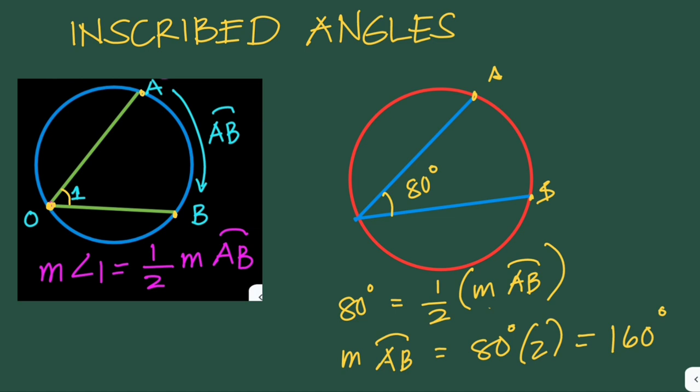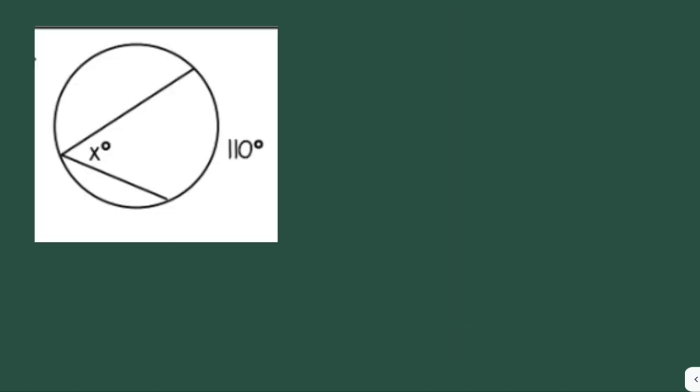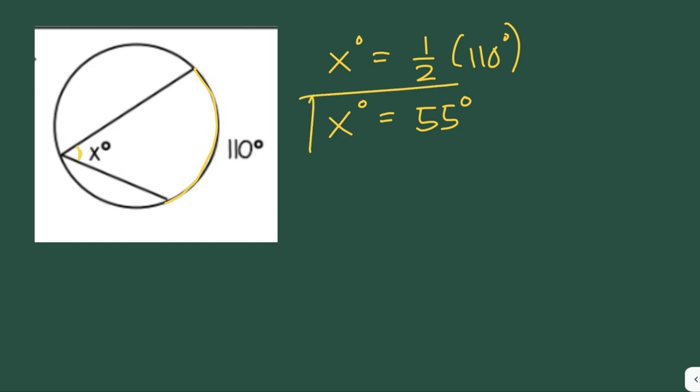Alright, let's solve some more problems on inscribed angles. Let's say we're given this problem. So we solve for the value of x. X here is the inscribed angle, and we're given the intercepted arc, which is equal to 110 degrees. So x is just equal to 1/2 of 110. Therefore, x is just equal to 55 degrees.